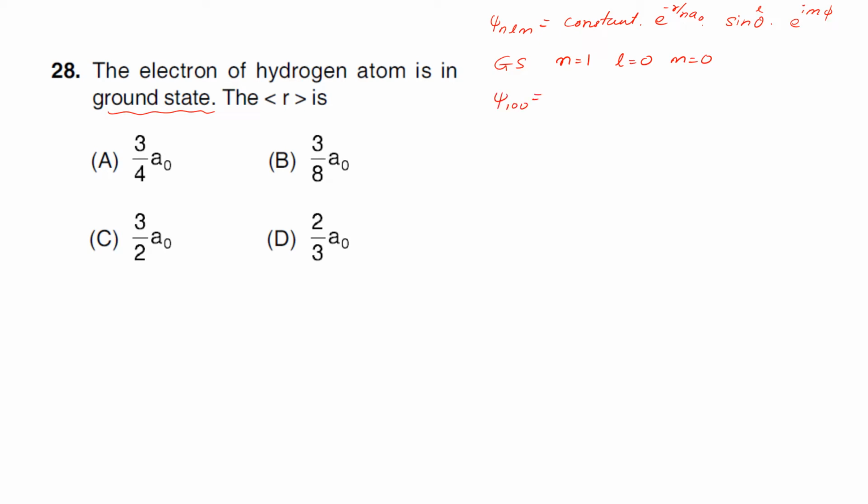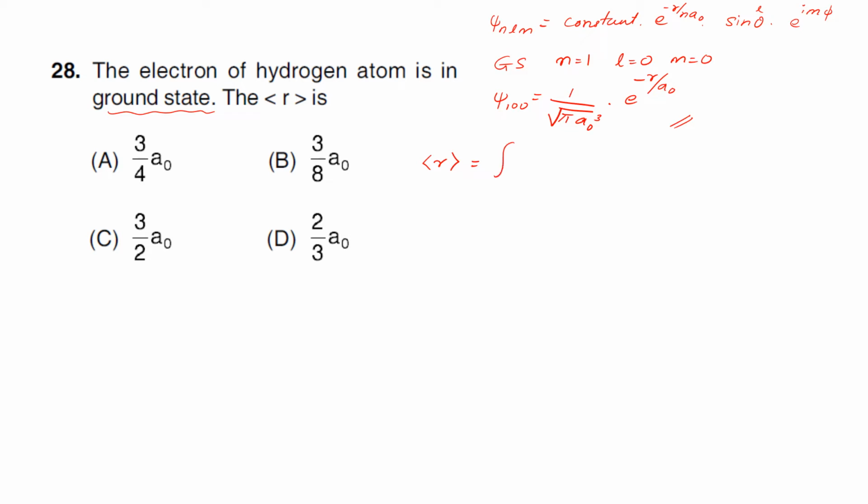It is given by a constant. Here the constant value is 1 upon root pi a naught cube, into e raised to minus r upon n a naught. The value of n is 1 here, so minus r upon a naught. Sin theta raised to 0 is 1, and e raised to 0 is again 1. Only this much is the wave function for the hydrogen atom in the ground state. Then we have to find the expectation value of position coordinate r.